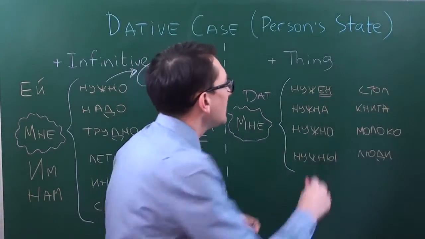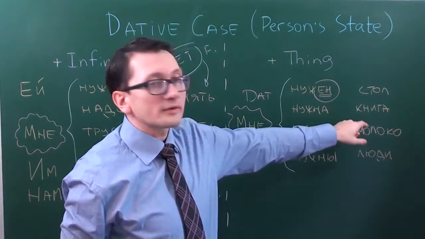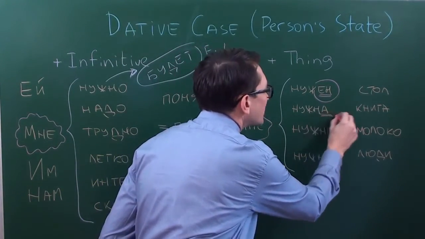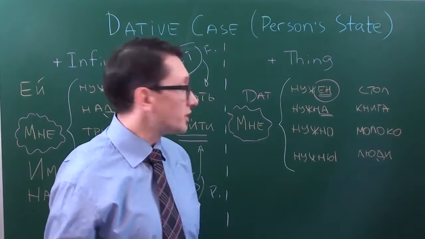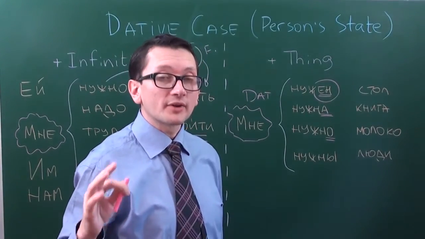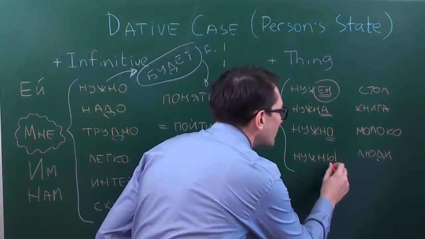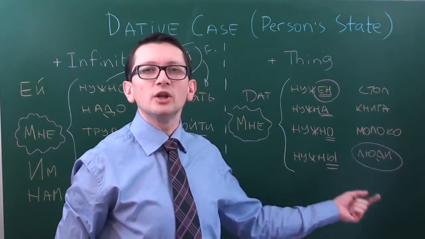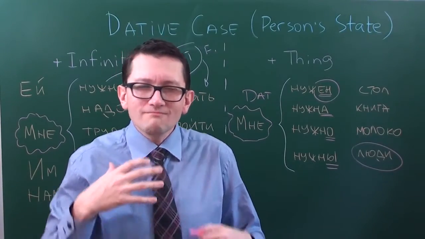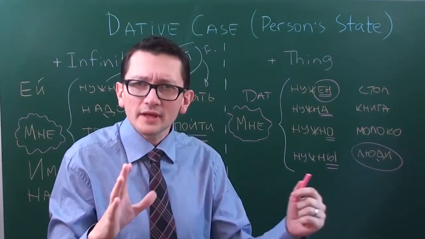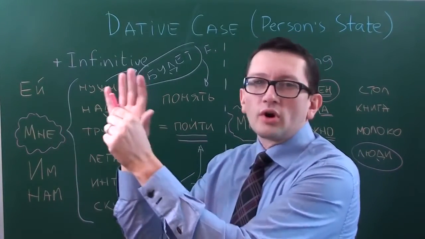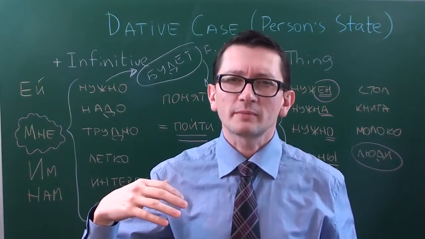Alright? Мне нужен. And as you see, in here we have the ending en. Or if we speak about something in feminine, like for instance a book, in Russian it is книга, feminine, yes, gender. Мне нужна книга. If we speak about neuter, then мне нужно молоко. I need milk. Or if we speak about the same ideas but in plural, мне нужны, and we speak about people. Мне нужны люди. Okay?